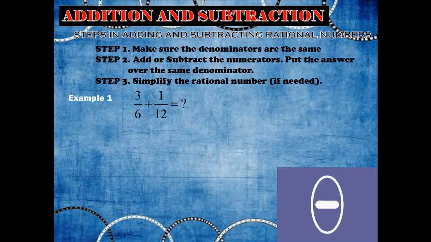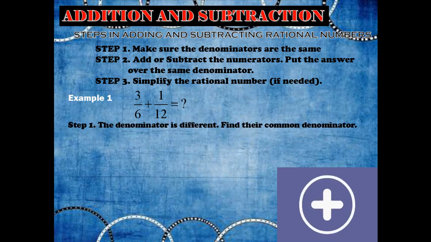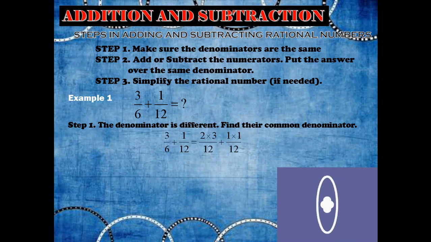So example 1, 3 over 6 plus 1 over 12 is equal to what? Again, step 1, since the denominators are different, find their common denominator. So what is their common denominator? 12. Very good. So 12 divided by 6 is 2, times the numerator of 3, which is 2 times 3, plus 12 divided by 12 is 1, times the numerator, which is also 1.